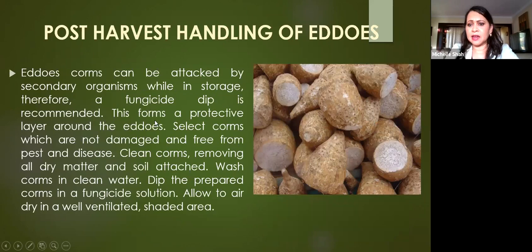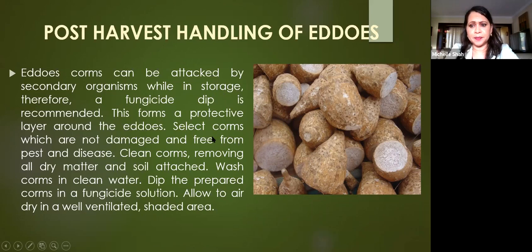Post-harvest handling. Adult corms can be attacked by secondary organisms while in storage. Therefore, fungicide dip is recommended. This forms a protective layer around adults. Select corms which are not damaged and free from pest and disease. Clean corms, removing all dry matter and soil attached. Wash corms in clean water. Dip the prepared corms in fungicide solution and allow to air dry in well-ventilated shaded areas. So these are the clean, well-prepared adults that are ready for marketing.